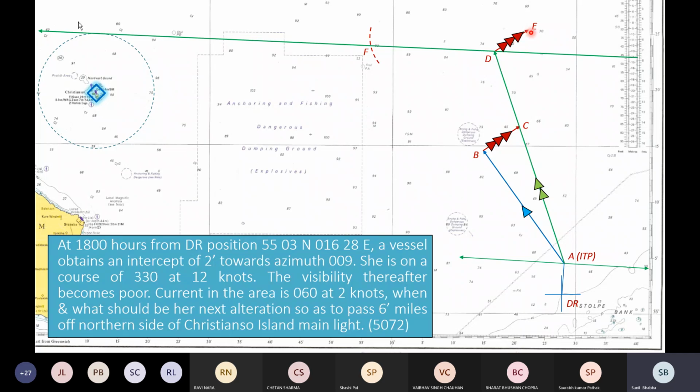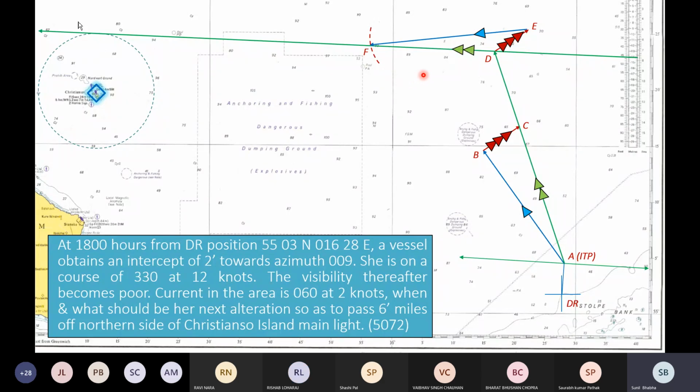Now we can join Echo with Foxtrot, EF. This line EF is my second course to steer. So let's mark it off with a single arrow. Echo Foxtrot is my second course to steer, counteracting this particular current so that the vessel moves on this green color track. And when it moves on this track, it will be passing as required 6 miles off the northern side of Christiansø Island main light.